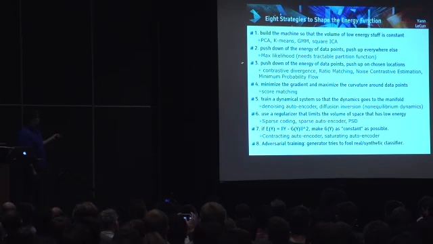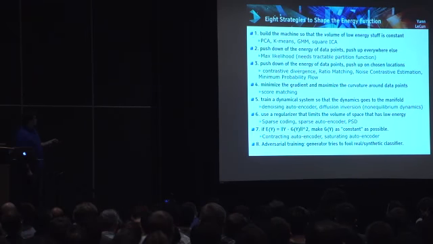So you can reinterpret classic methods like PCA, k-means, Gaussian mixture models, and square ICA in this context. They are of this kind, essentially. You can push down the energy of data points and push up everywhere else. This is basically maximum likelihood if you do it in the appropriate way. But you need a tractable partition function for this.